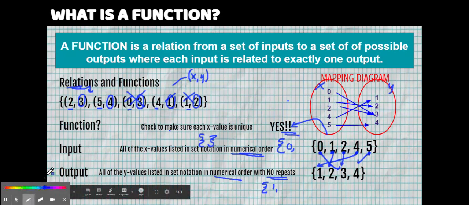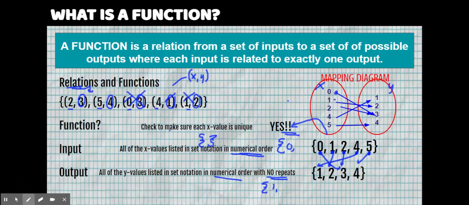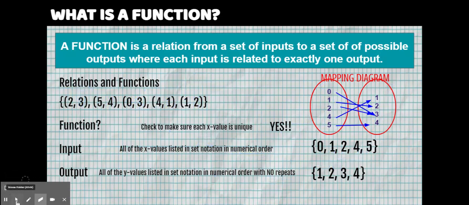Now, for me to validate if this is a function by a mapping diagram, I need to make sure that each input value has exactly one arrow coming out of it. Since each of these input values has one arrow, that means it's mapped and related to exactly one output value, and that is allowed. So hopefully you're writing all of this down. I have another example for you to try. Let me erase this and let's move on to the next one.